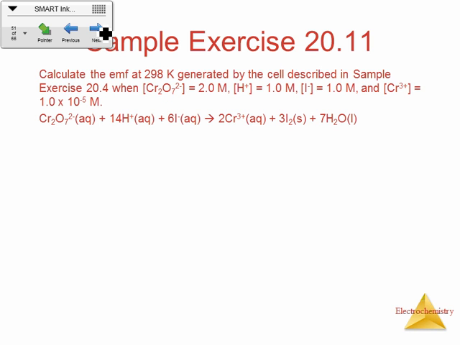So here's an example, just very quickly. Calculate the EMF at 298 generated by the cell described in sample exercise 20.4. So we've got this reaction right here. We don't really need to look back at 20.4 necessarily.